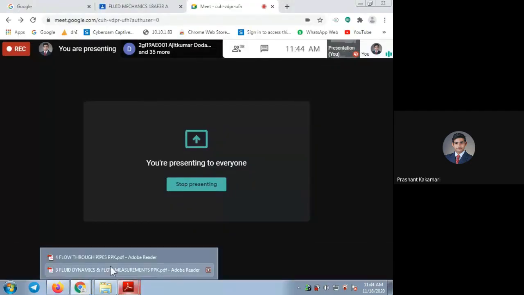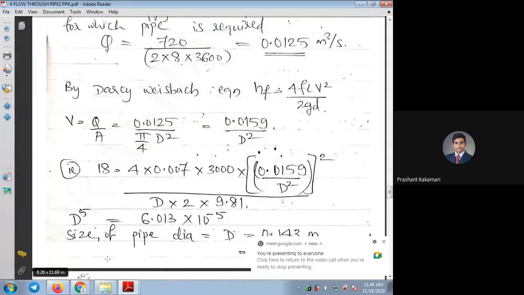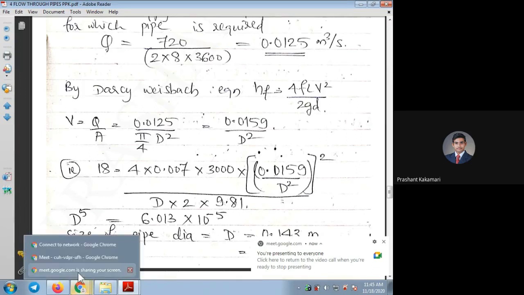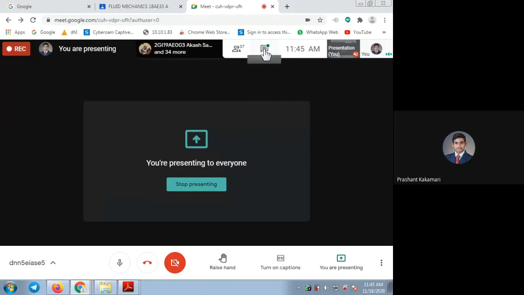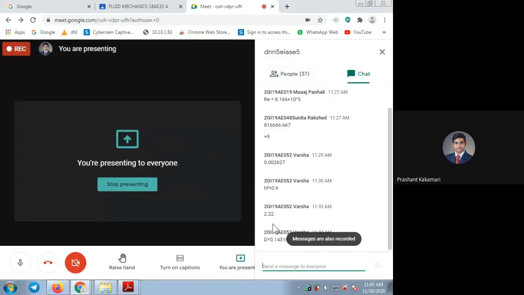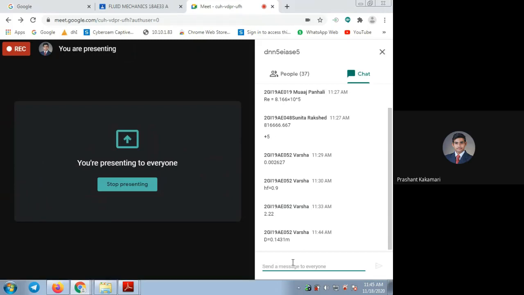So this problem I have taken to understand the relation from the continuity equation, the Bernoulli's equation, the Darcy-Weisbach equation, and the interrelation between the diameter and velocity. Such problems of the application type will relate many chapters also. So one can understand the interrelation between the different chapters.